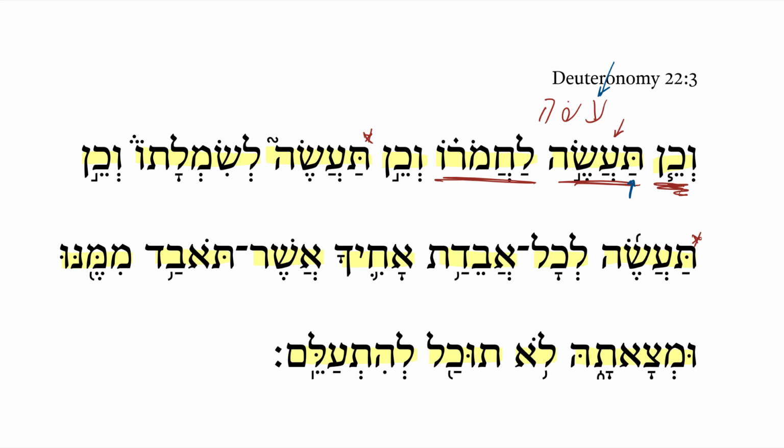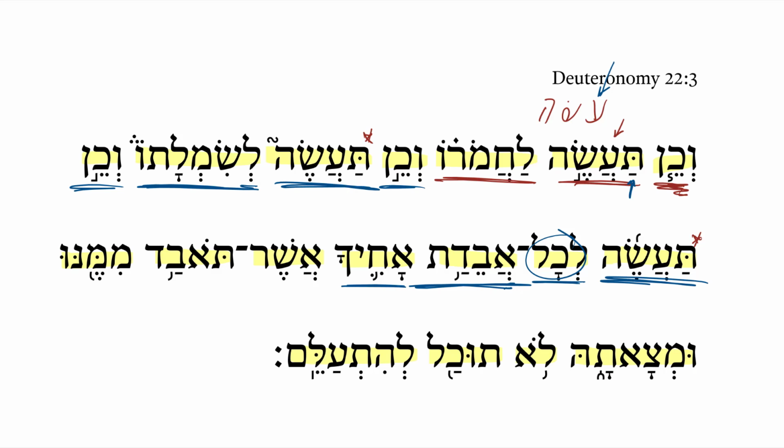So thus you shall do to his donkey, or for his donkey, and thus you shall do for his garment, or to his garment. So we're going beyond livestock now. And thus you shall do to any lost thing of your brother. And a lost thing of your brother. Notice the feminine singular construct here.